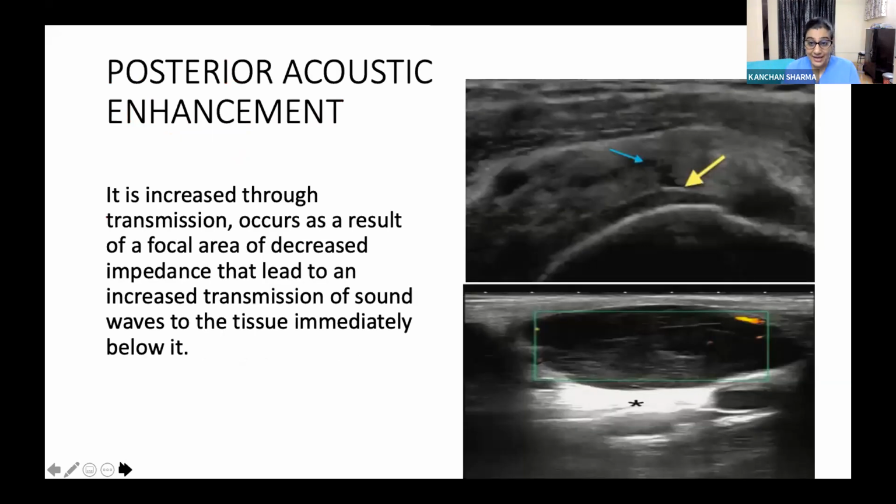Posterior acoustic enhancement is just the opposite. What we have learned is that if there is a structure which is reflecting everything back to the transducer, we will not be able to see anything beneath that. Now, what happens in posterior acoustic enhancement? Supposedly we have a structure which is not like the blood vessels, so it won't be reflecting anything back to the transducer. So there will be an increased transmission through the structure which is located beneath that. That is known as posterior acoustic enhancement.